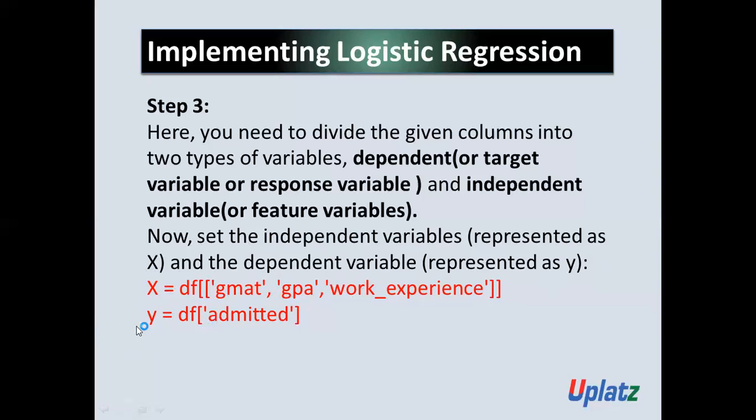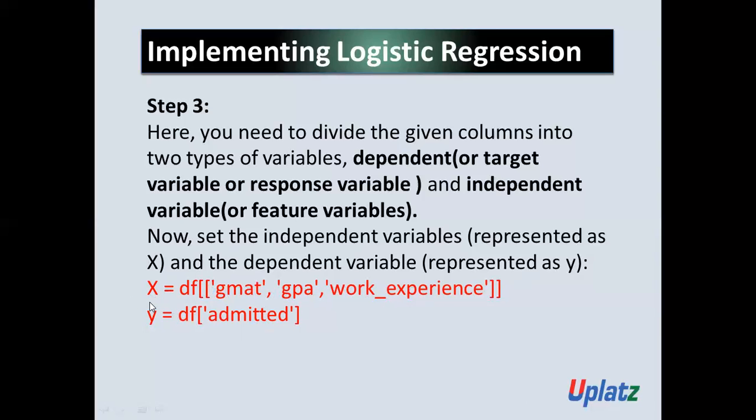And Y is our dependent variable, because based on the GMAT, GPA, and work experience, we need to predict whether the student will get admission or not. So I will access the GMAT, GPA, and work experience columns and assign them to the independent variable X. And since our logistic regression is going to predict whether he will get admission or not, I will access the fourth column, df of square brackets admitted, and assign it to Y. So X is my independent variable, Y is my dependent variable.